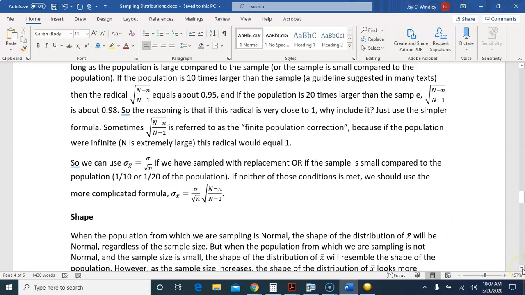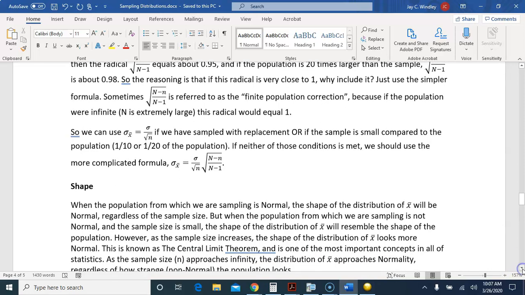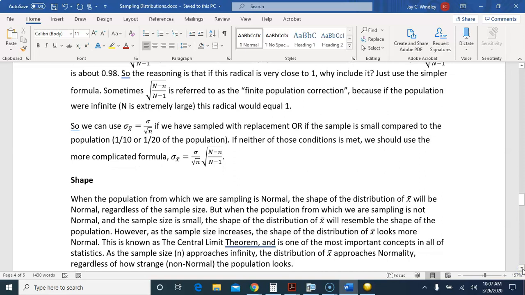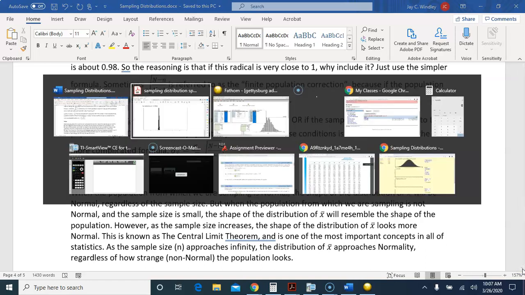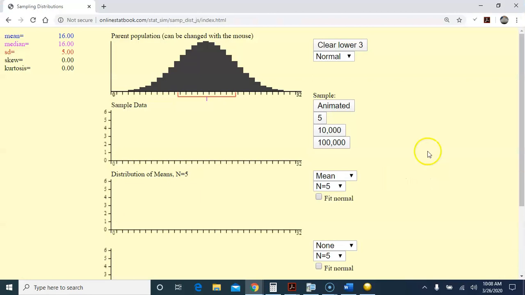So now let's talk about shape. When the population from which we're sampling is normal, the shape of the distribution of x bar will be normal regardless of the sample size. So let me show you an illustration of that. So here we have a population which is normal, happens to have a mean of 16 and a standard deviation of 5, but that's kind of irrelevant at this point. We have a population that is normal.